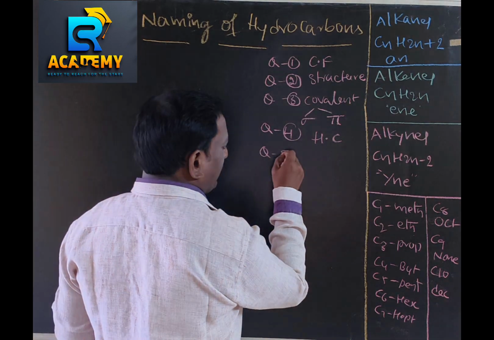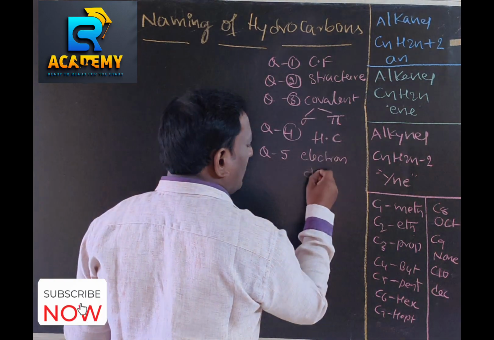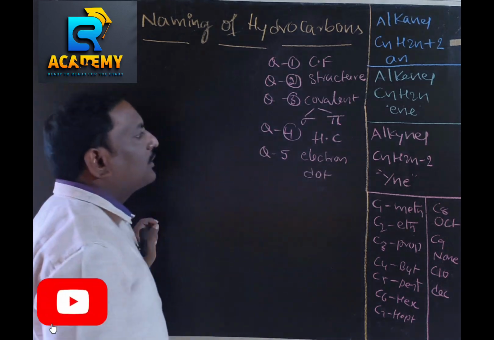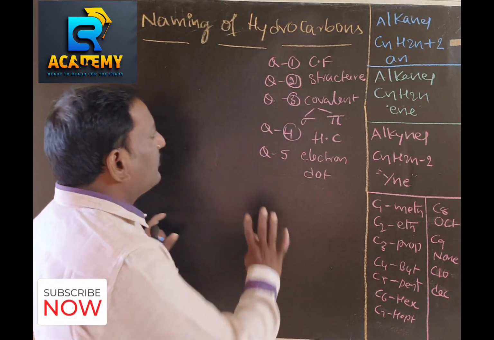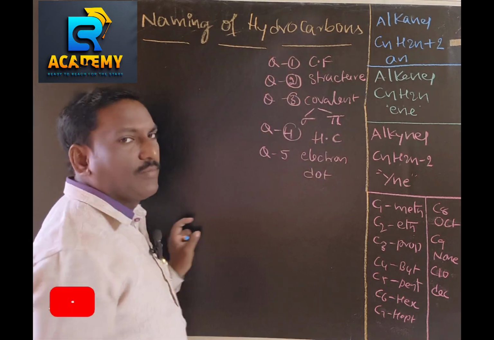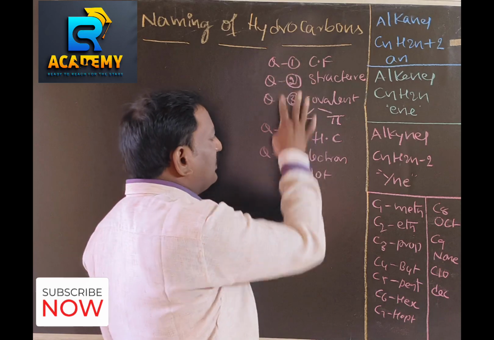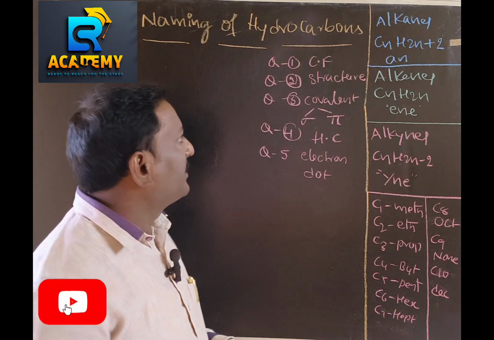Question number 5: Electron dot structure. Electron dot structures of hydrocarbons. So based on hydrocarbons, you will get these 5 kinds of questions in the examination.